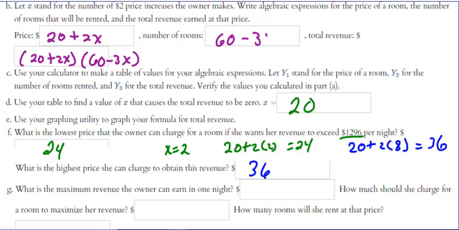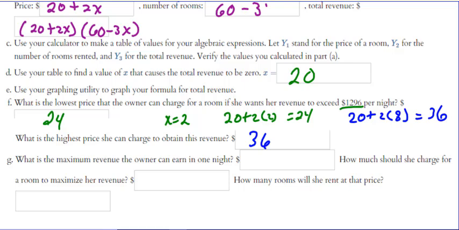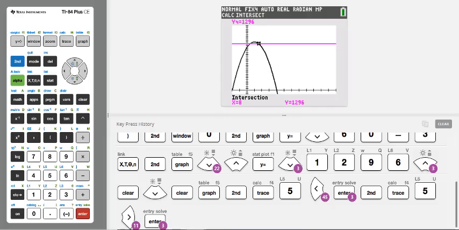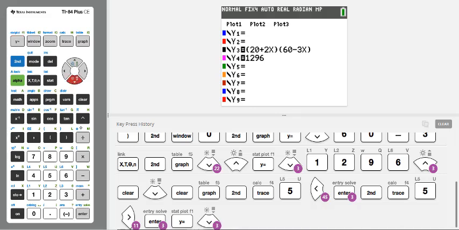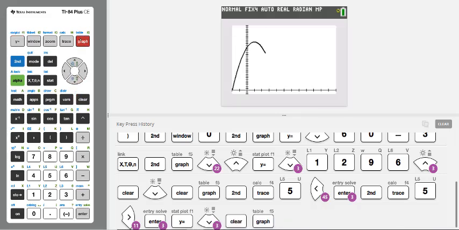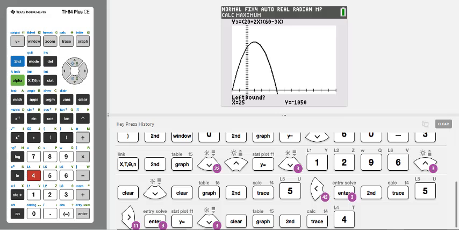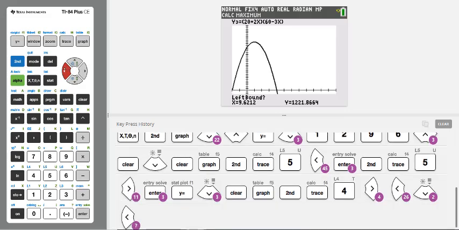And then the last question is, what is the maximum revenue that the owner can earn in one night? Because we want to know what my price has to be in order for me to maximize my revenue. So here we go. We're wanting to find the maximum. So I want to come back in here and turn this off, and we're just going to hit graph. And we're going to go second, trace. It's 4 because it's opening up. I've got to go back the other way. My Y's are negative, but for some reason my cursor wanted to be way down there.